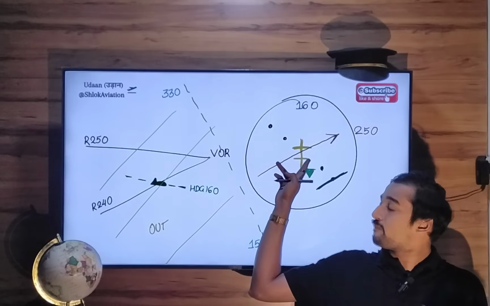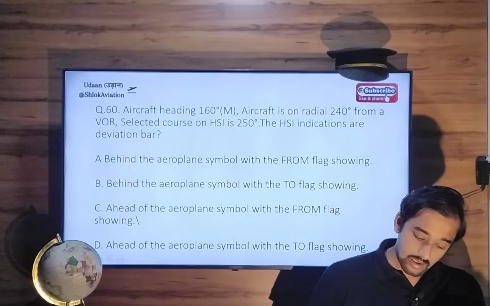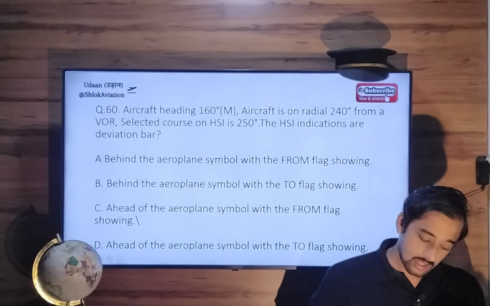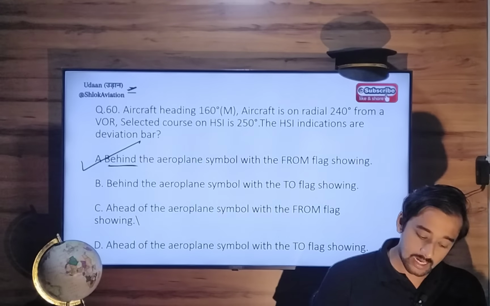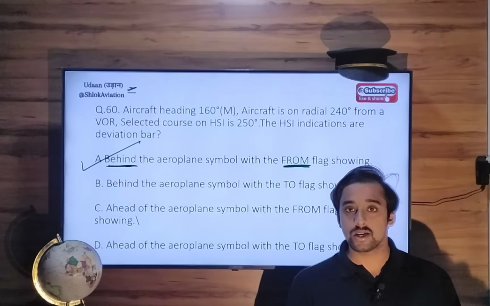Okay, so accordingly you will get a from indication, and from indication is denoted by a triangle which is situated behind the aircraft symbol. So the correct answer here will be behind the airplane symbol, and the meaning of that is from indication. Okay, so this is how you do the sum.